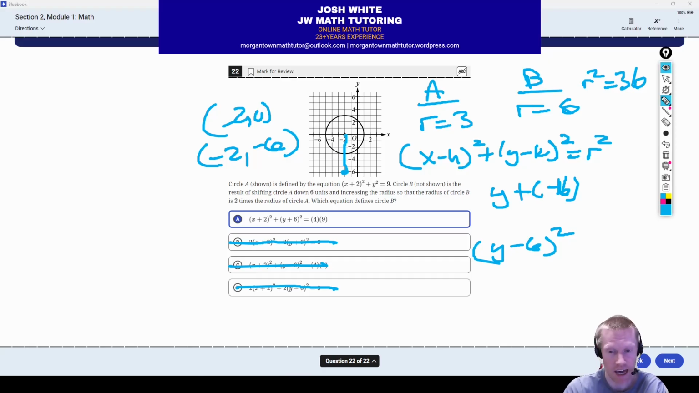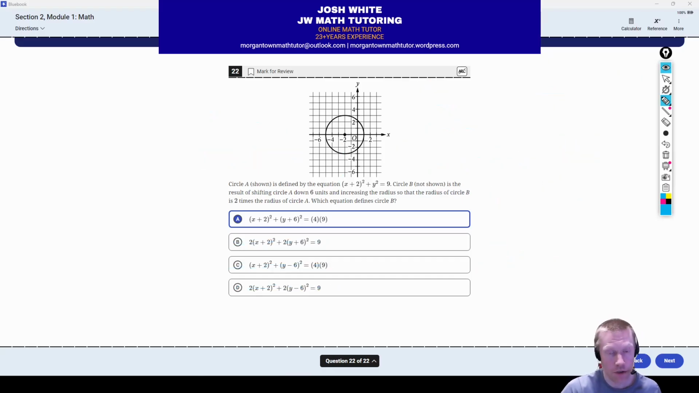If you want to shift it left, you do like f of x plus 4 in the parentheses, shifted 4 units to the left. So it's the same thing here. You have to put a plus in the parentheses to actually represent a shift down 6 units.